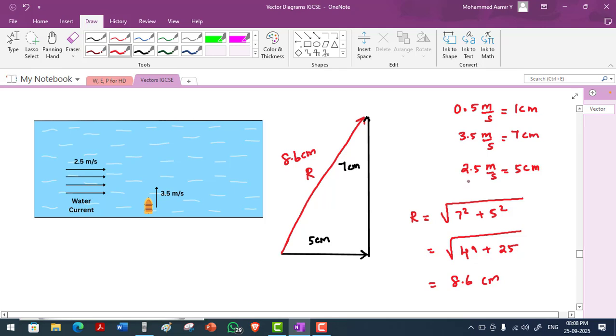Then what is the velocity? I have to divide by 2. So 8.6 divided by 2 is 4.3. 4.3 meters per second will be the velocity.